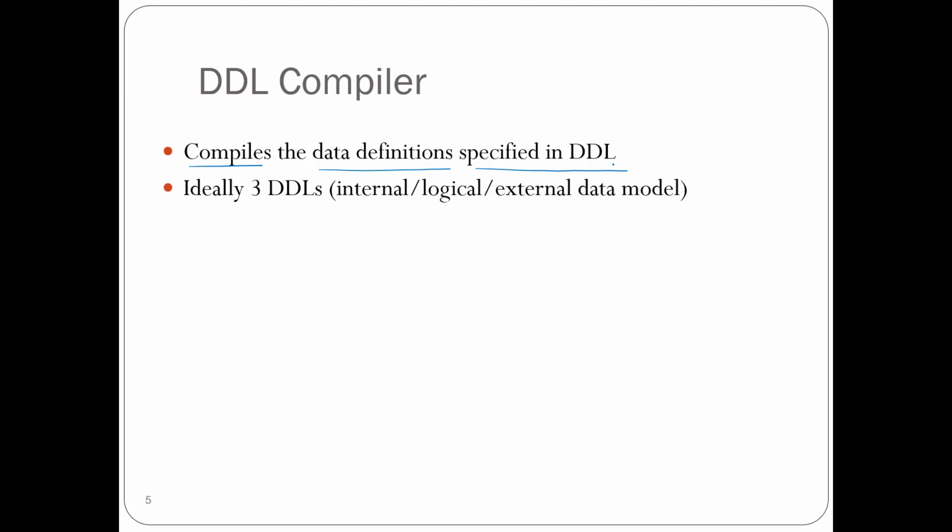Now here again we'll have to remember a few things that we learned in the previous chapters. We did learn about data models, and they were what? The conceptual data model, the logical data model, the internal data model, and the external data model. So ideally, what is required? Ideally, we would need three data definition languages, three DDLs. Why? Well, we would like to have one data definition language to define the internal data model, the other one for the logical data model, and the third one for the external data model.